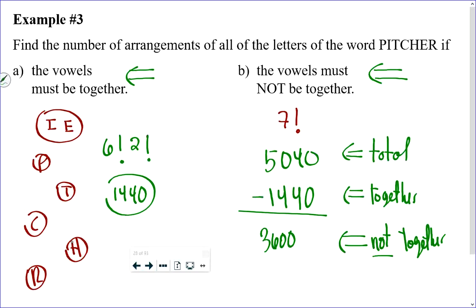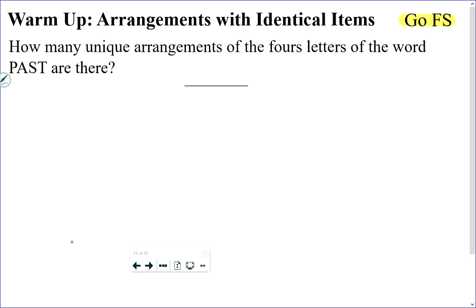A little bit of review, just to keep us on our toes. All right. So, this warm-up is about arranging items that are identical, arranging those 9 cookies, arranging those 10 vehicles, or whatever number it was. We're going to start off by doing this question. How many unique arrangements of the 4 letters of the word past are there? Unique just means different. This is like saying how many arrangements are there? Well, it's 4 factorial, isn't it?